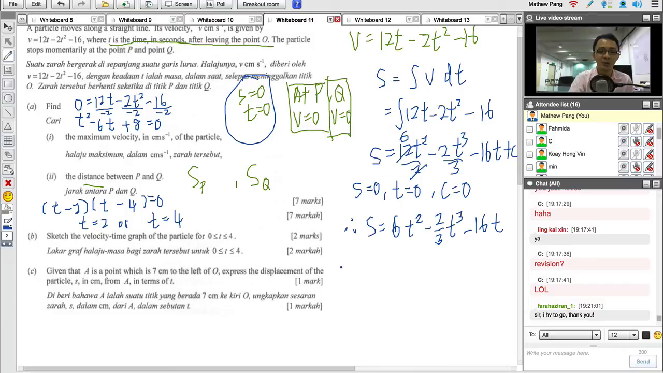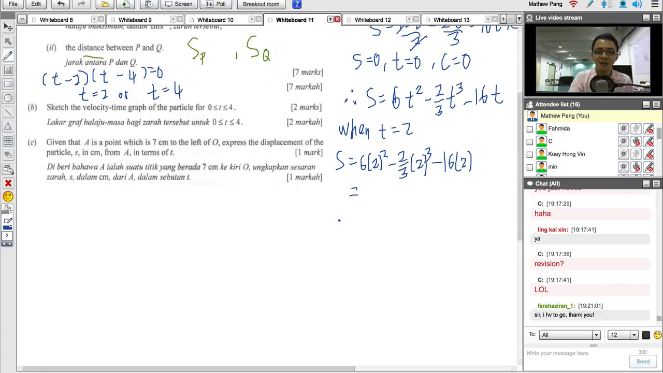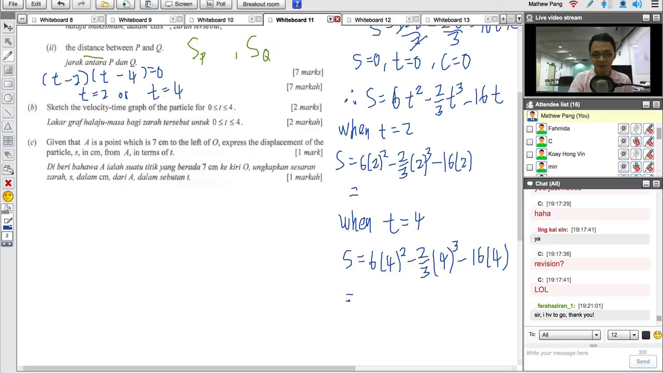So basically what I will do is substitute both into S. When t equals 2, S will equal 6 multiplied by 2 squared, minus 2 over 3 times 2 cubed, minus 16 times 2. Alright, then you get the answer. Can someone help me press the calculator? And when t equals 4, S will equal 6 times 4 squared, minus 2 over 3 times 4 cubed, and then minus 16 times 4. You get both of these answers, and then I'm going to teach you how to find the displacement.